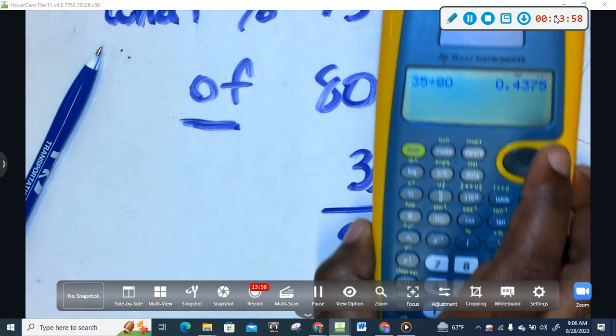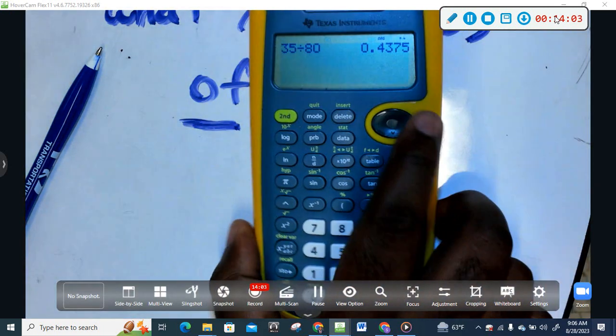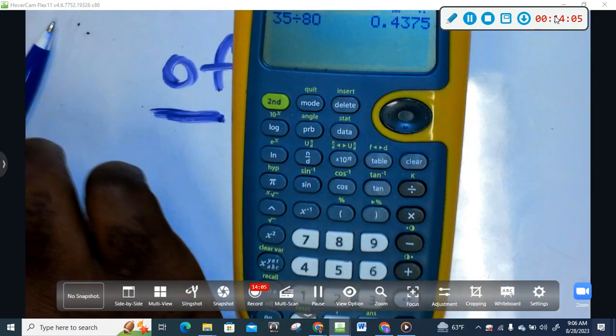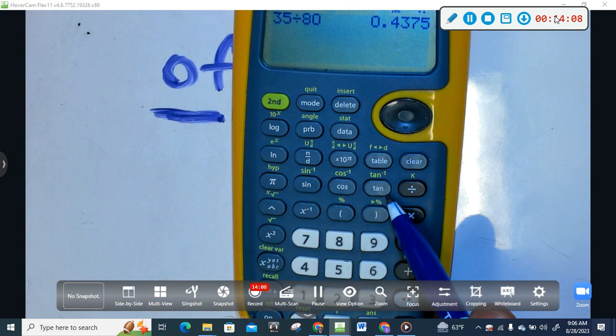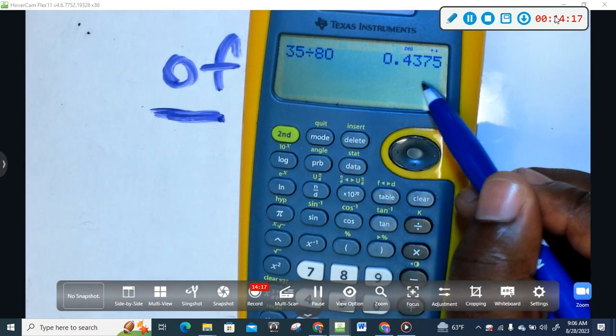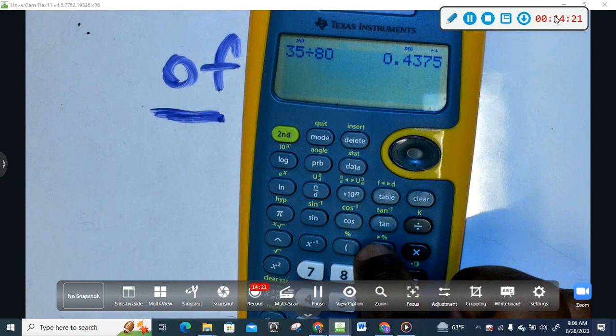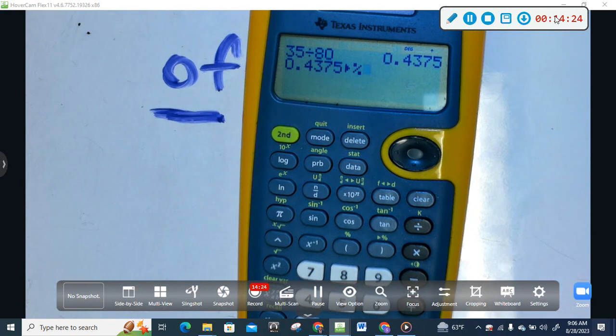Here's the other way that you use the percent buttons on here. Right beside that original percent button, there's another one right beside that. It's an arrow pointing to a percent sign. That's my convert to a percentage button. So what I'm going to do is hit second. Once I find my decimal, I hit second and then the right parentheses to convert to a percentage. And then I hit enter. That's how I convert. So my answer is 43.75%.